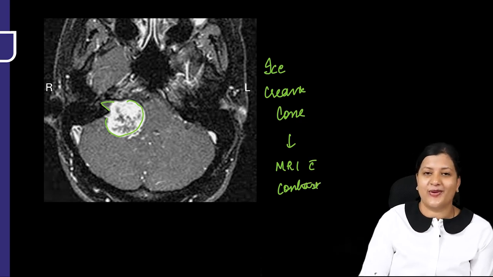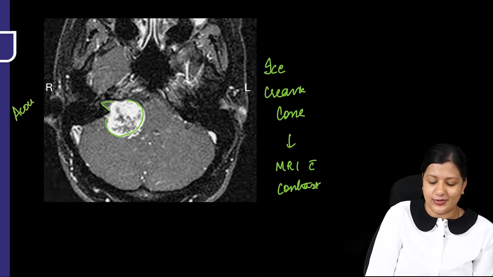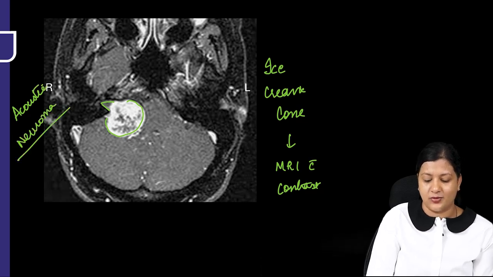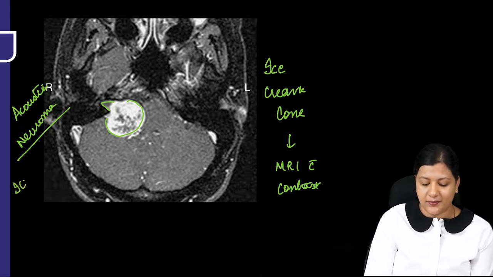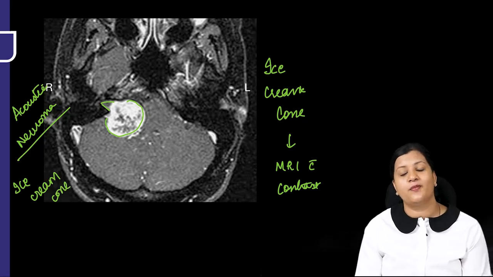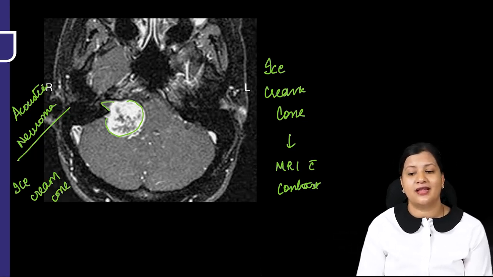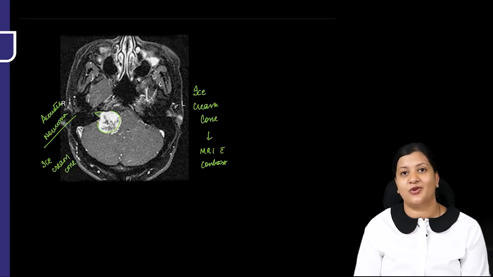Which tumor? I'm sure all of you know this. This is suggestive of acoustic neuroma, also called a vestibular schwannoma. So the typical appearance is the ice cream cone appearance. So an ice cream cone appearance should point to you that this is an acoustic neuroma or a vestibular schwannoma.